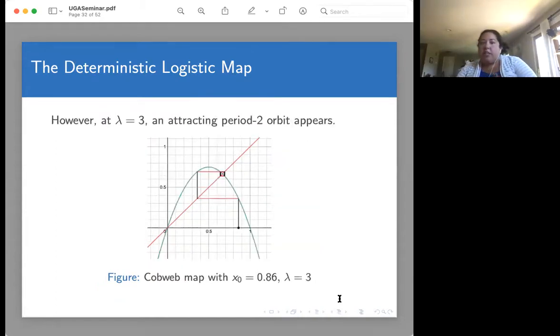At 3, something interesting happens. Instead of converging to the fixed point, we end up bouncing around the fixed point in what we call an attracting period 2 orbit. It's small, but you can hopefully see that this cobweb diagram is converging to this, probably not quite a square, that contains that fixed point. So I don't get arbitrarily close to that fixed point, but rather I get arbitrarily close to this period 2 orbit. This is with lambda equal to 3, and again the same starting value as before of 0.86.